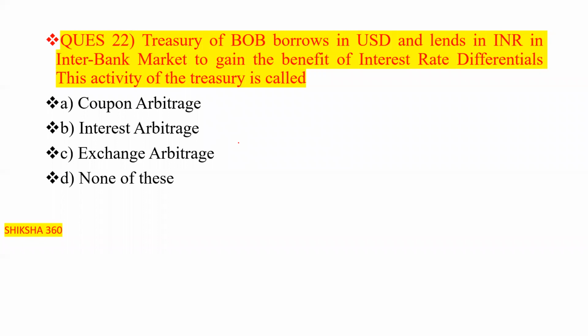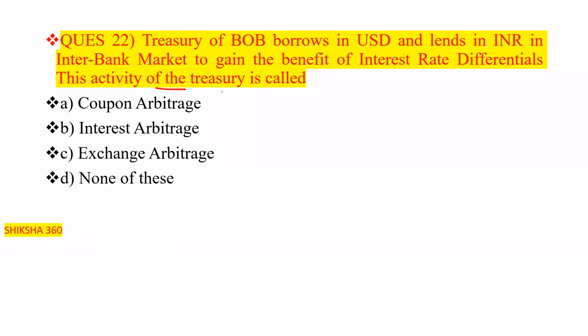Now move to the next question, question number 22. It is a very, very important question. The treasury of BOB borrows in US dollars and lends in Indian rupees in the interbank market, to gain the benefit of interest rate differentials. So this activity of the treasury is called, clear. What they are gaining here is the benefit of the interest rate differential.